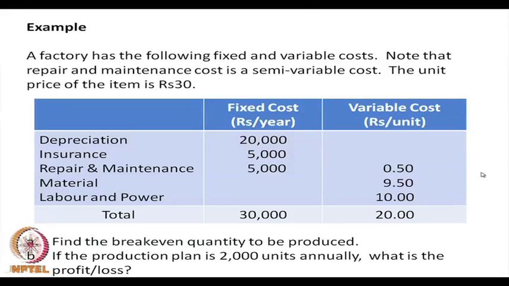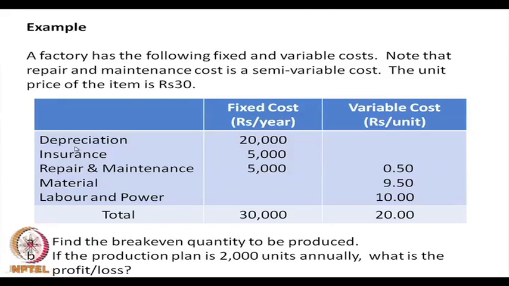Now, we take a small example. In this example, we are considering a factory to have two types of costs, fixed and variable costs, but there is only one cost item called repair and maintenance cost, which has both a fixed component as well as a variable component. Such costs are called semi variable cost.